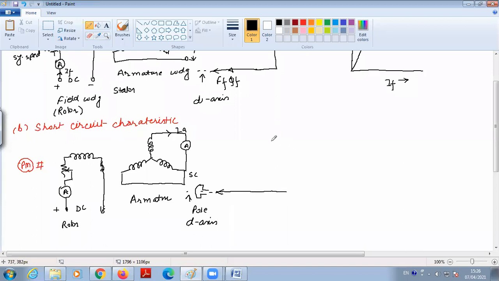It will induce EMF which is lagging by 90 degree. But we know that whenever there is a short circuit, the EMF across the short circuited terminal is nearly zero.